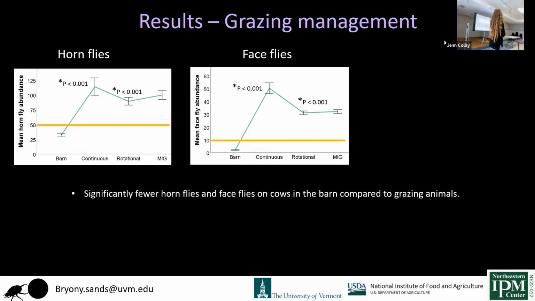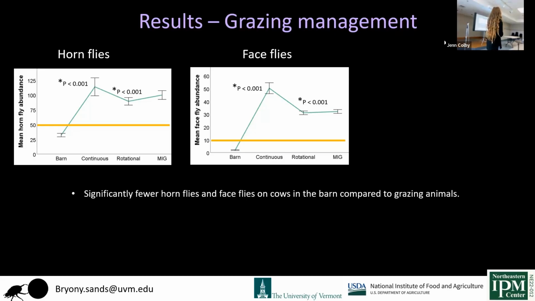And then finally, I just wanted to talk about grazing management. So these figures show the grazing management that the farm was using. So the first one is whether the cows were in the barn or not when we visited. And then we have continuous grazing, rotational grazing, or management intensive rotational grazing. And there were significantly fewer horn flies and face flies when the cows were in the barn.